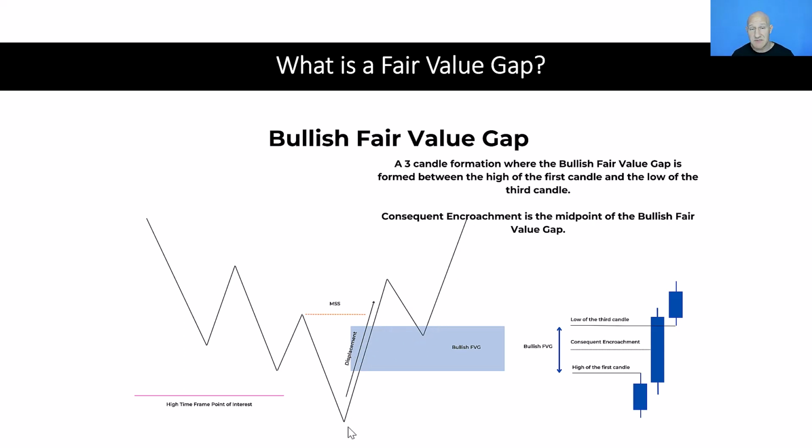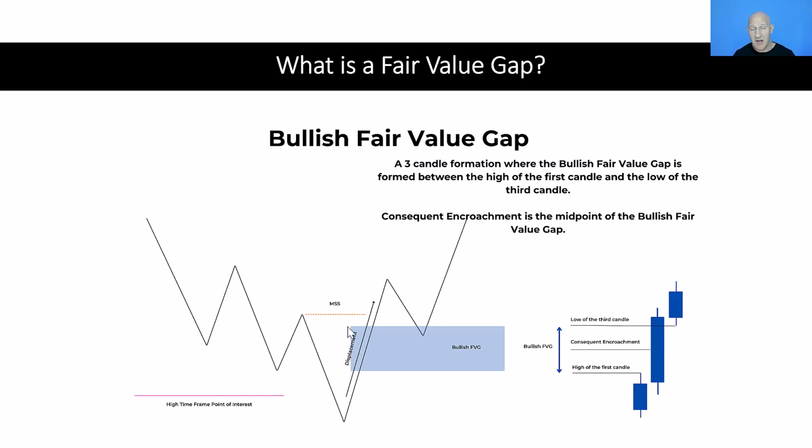Now, it's in this displacement range that we're going to be looking for our bullish fair value gap, which again is our 3 candle formation. So 1, 2, 3 candles, and the bullish fair value gap is found between the high of the first candle and the low of the third candle. And so once again, for our fair value gap to be a viable setup, we want to see a strong displacement away from that high time frame point of interest. So this generates the fair value gap.